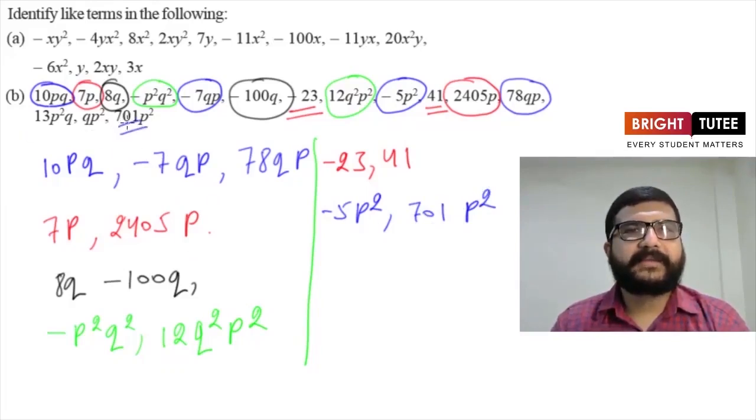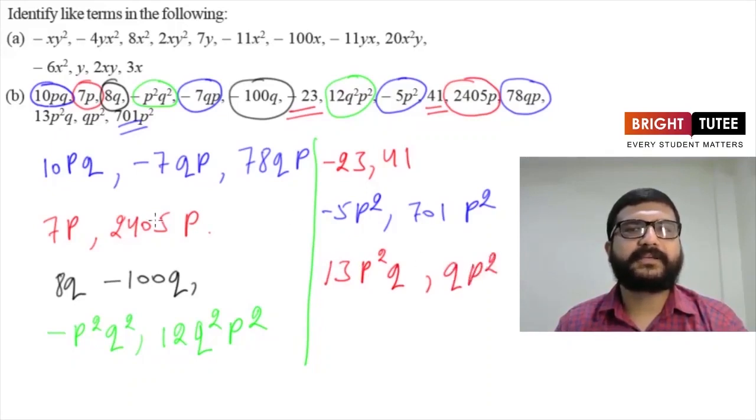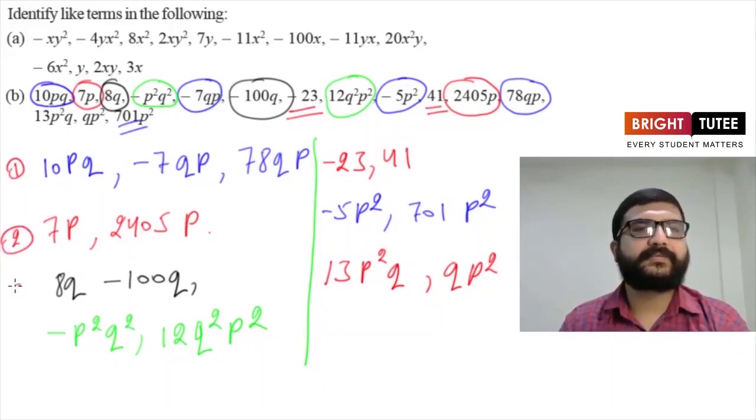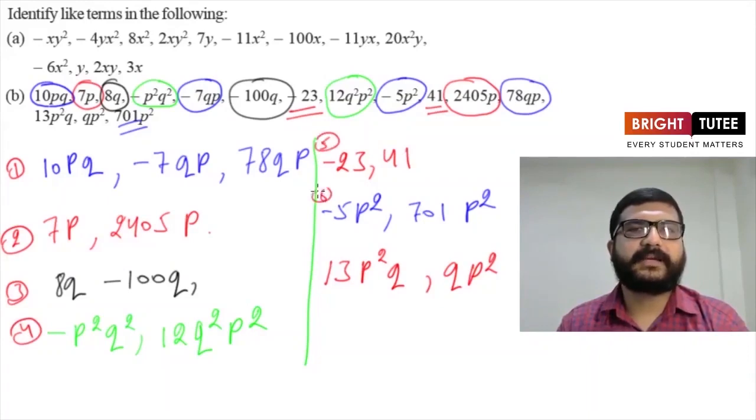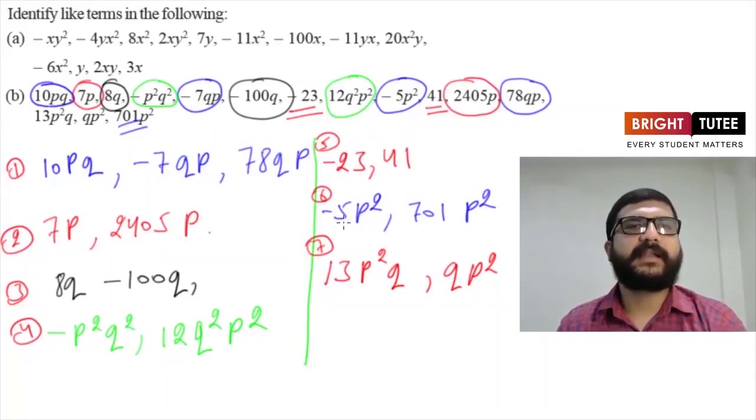Now can we have any other group also for like terms? So here we are having 13 p square q and q p square. So these two terms are also like terms. So we can write them also in a group of like terms. So it will be 13 p square q and then it will be q p square. So these are all groups of like terms. So we can write as 1, 2, 3, 4. This one is fifth group, and then sixth, and this one is seventh. So these are the 7 groups of like terms.